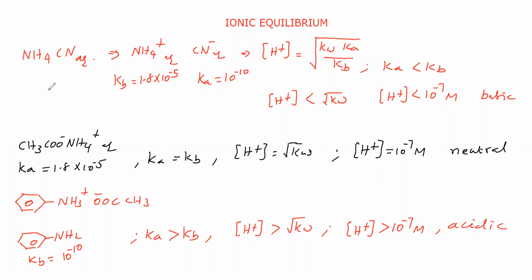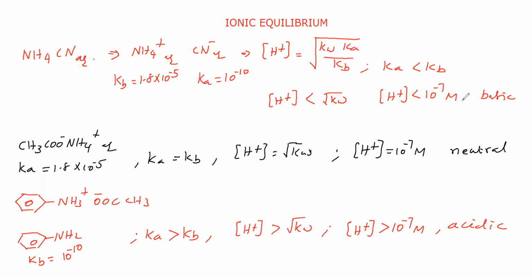So, in a salt, if both cation and anion undergo hydrolysis, then three possibilities are there: acidic, neutral, basic. That depends on Ka and Kb. So, what is the conclusion? If Ka is equal to Kb, the resultant solution is neutral. If Ka is high, the resultant solution is acidic. If Kb is high, the resultant solution is basic.